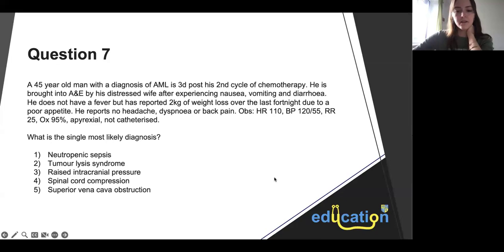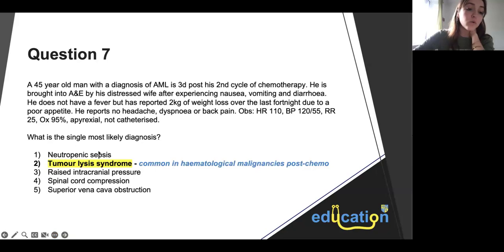Okay. So, yeah, everyone said 2, which is correct. So I think with this one, all of the answer options are oncological emergencies and complications that are important for us to know.